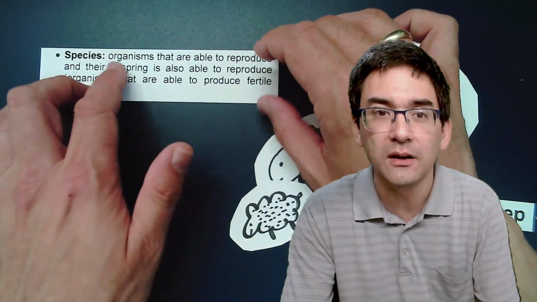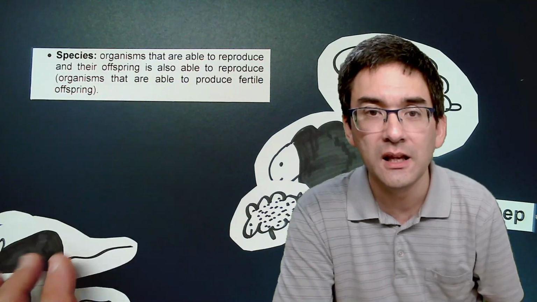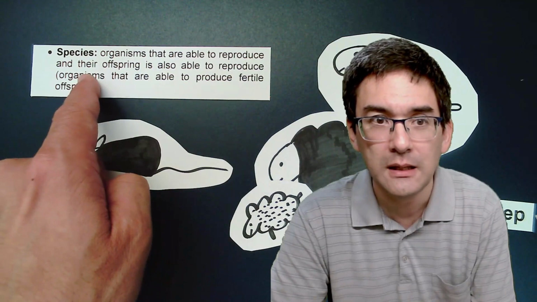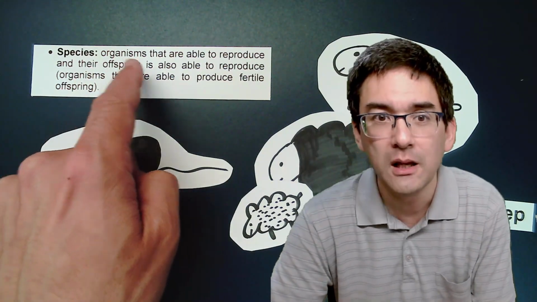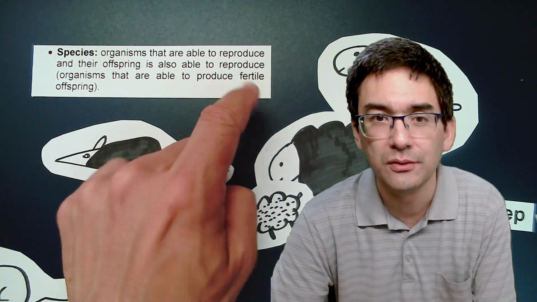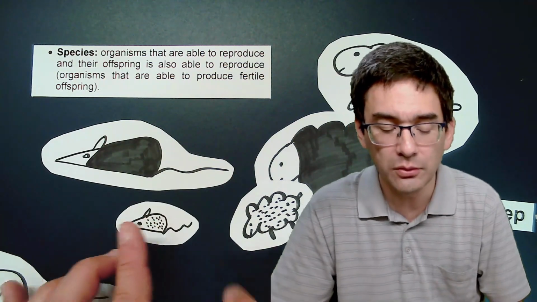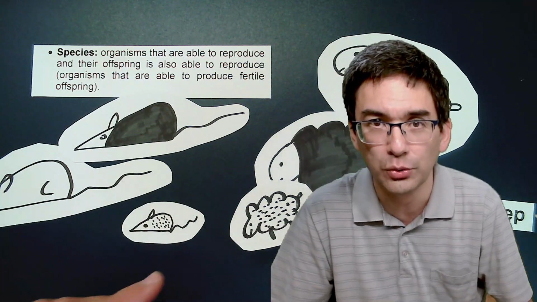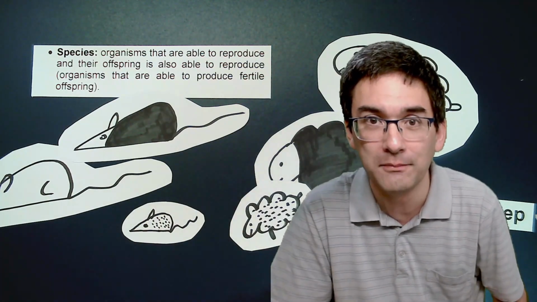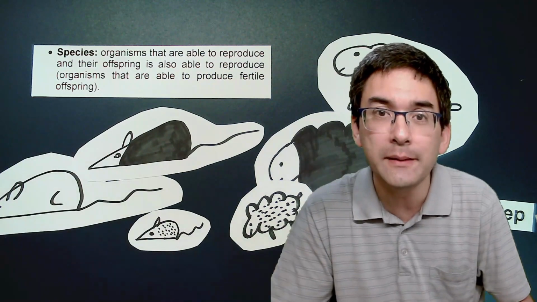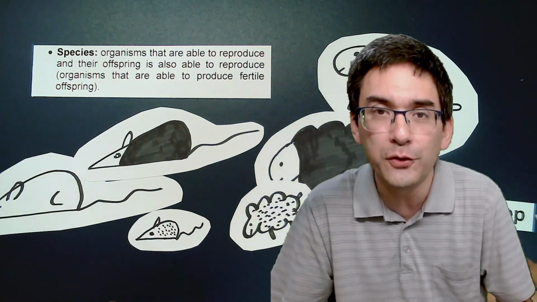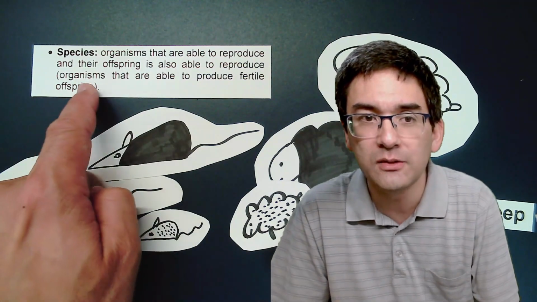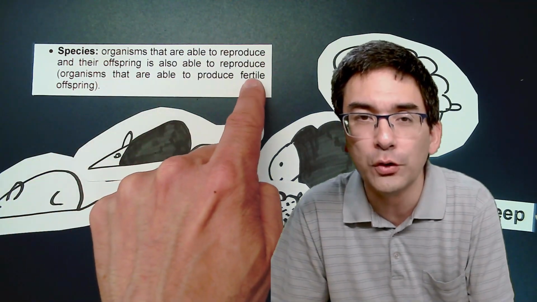So a species are organisms, so basically living things, that are able to reproduce. They are able to have babies, and their offspring, so the babies, are also able to reproduce. Okay. So this means that sooner or later, those baby mice are going to grow large, they're going to become mature adults, and they're able to produce babies. So you see that a species is able to maintain itself into the future. And that's a very important concept in biology. Yeah? And this is what it means: organisms that are able to produce fertile offspring.